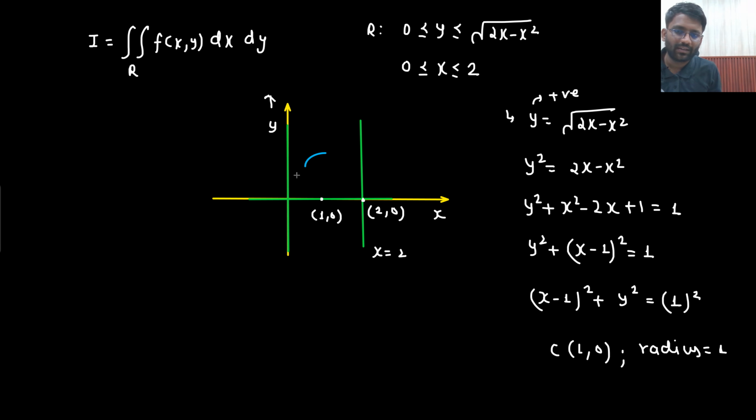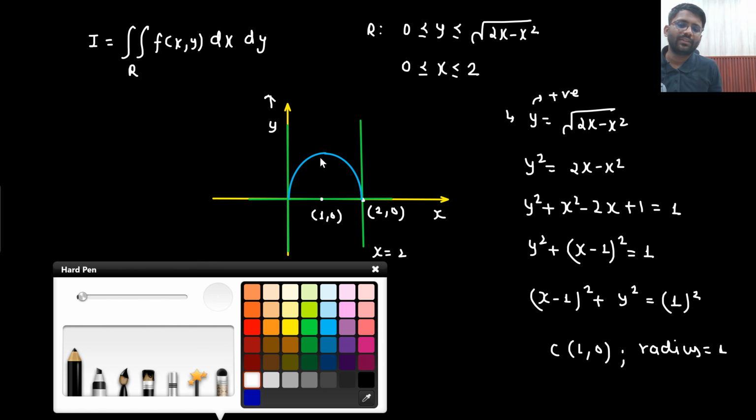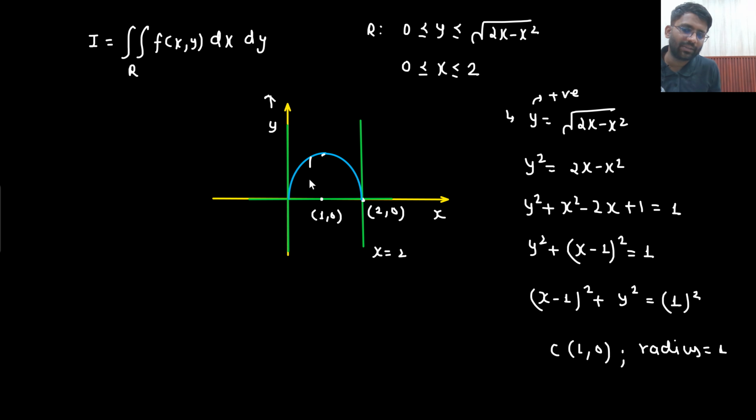So let's make a circle, but only a half circle I will make. Why is that so? Because y is always positive. So did you understand? y is going from 0 to this circle. What is the equation of this circle? y equals under root 2x minus x square, and x is going from 0 to 2.